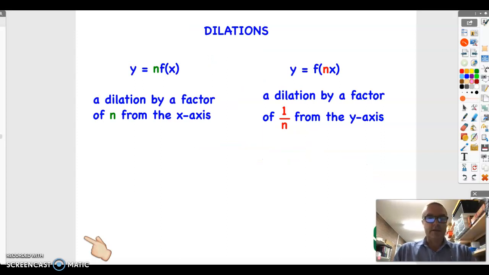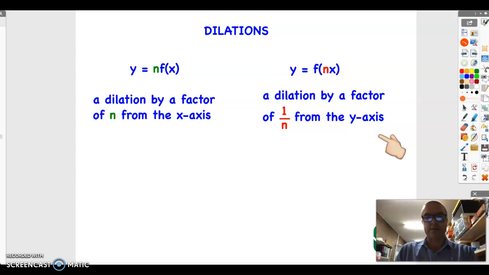So you might want to just write this down as a little summary about the two dilations. When we can see that a function is being multiplied by some other factor, that is a dilation from the x-axis by a factor of n. When we are swapping x with nx, then that is also a dilation. In this case, it's going to be by a factor of 1 over n from the y-axis.